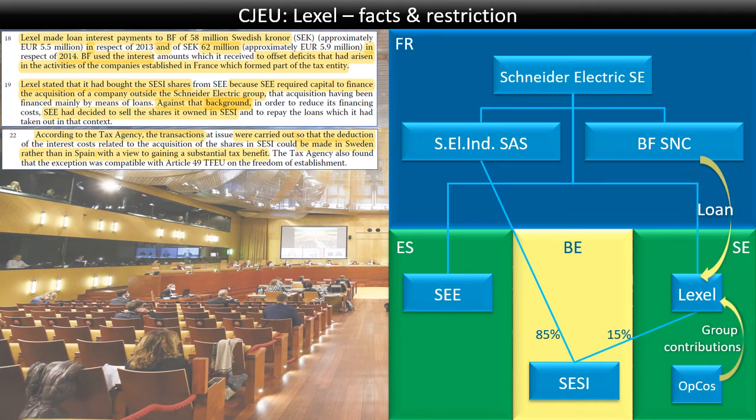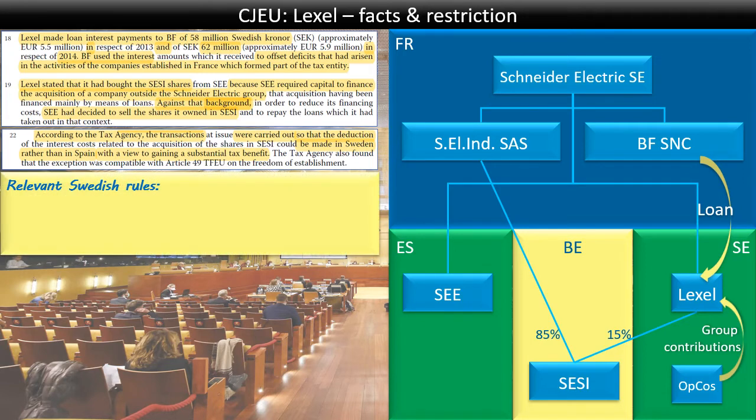And then, according to the tax agency, and this is the Swedish tax agency, the transactions were carried out so that a deduction of interest costs could be made in Sweden rather than in Spain, with a view of gaining a substantial tax benefit. And the substantial tax benefit then being there were no more profits in Spain to deduct against, and by moving it to Sweden you could offset it against the group, the OpCo's profits, while you still didn't pay tax on the loan in France because you offset the interest income against other companies' losses. So you get a deferral, right? Because in time, obviously, those losses will now be eaten up sooner.